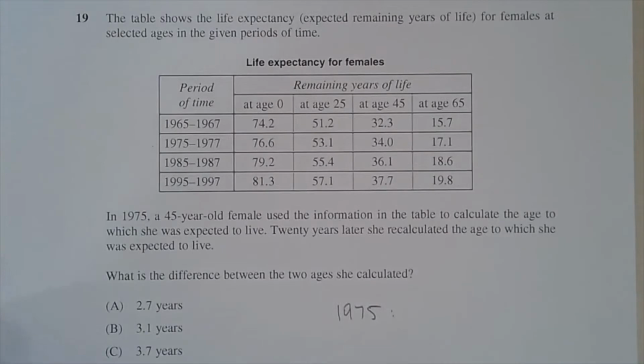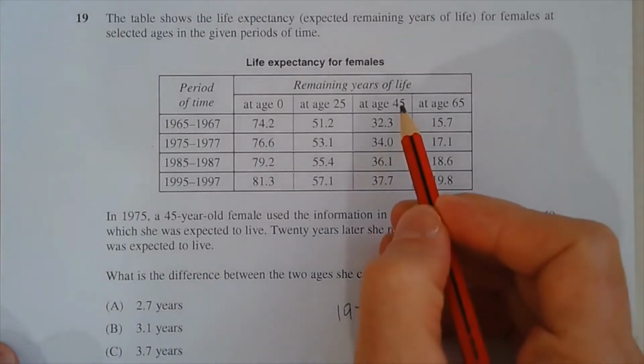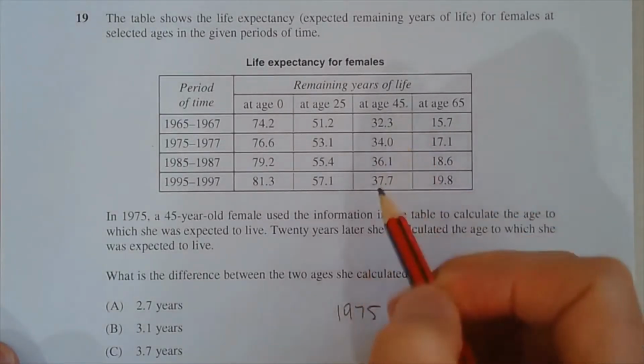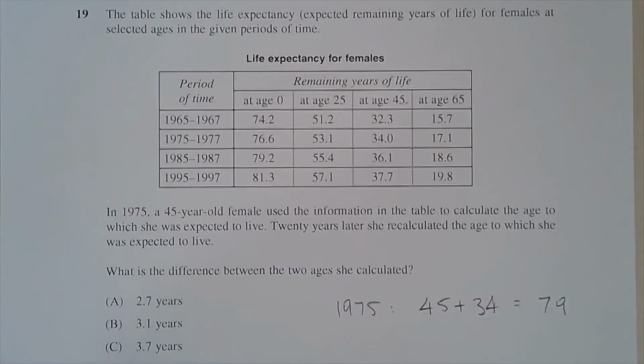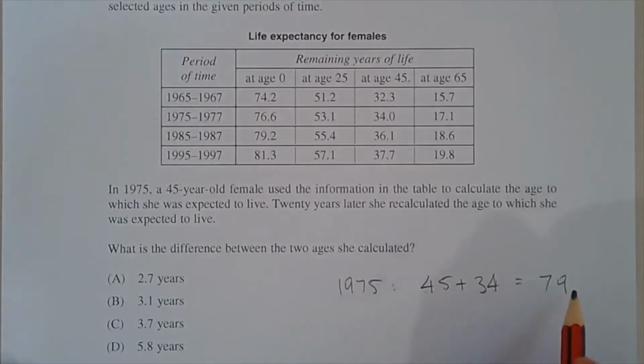the age at which she was expected to live would be her current age, or the age in 1975, which is she was 45 years of age, and she was expected to live another 34 years. Okay, so 5 plus 4 is 9, 4 plus 3 is 7. Okay, so that's 79 years of age is the expected age to which she's going to live.